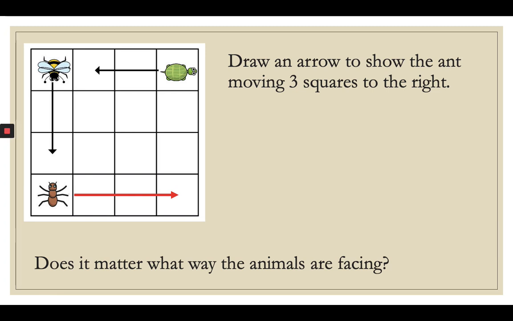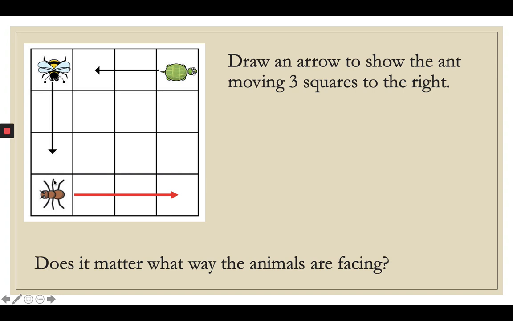Okay, tricky question here. A reasoning question. Does it matter what way the animals are facing? What do you think? Right, let's have a look. If the ant was facing in that direction, and we were asked this question, draw an arrow to show the ant moving 3 squares to the right. We know that that is forwards, that is backwards, that would be his left, and that would be his right.